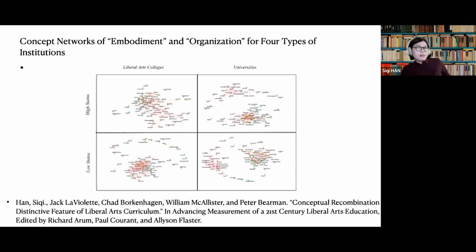So in our book chapter, accepted by this book called Advancing Measurement of a 21st Century Liberal Arts Education, we have practiced this recombinant process in a semantic network. The process of doing it is first to find 2 distant concepts, just like a bag and the wheels, right? Now we found 2 concepts that are distant. One is embodiment, the other is organization.